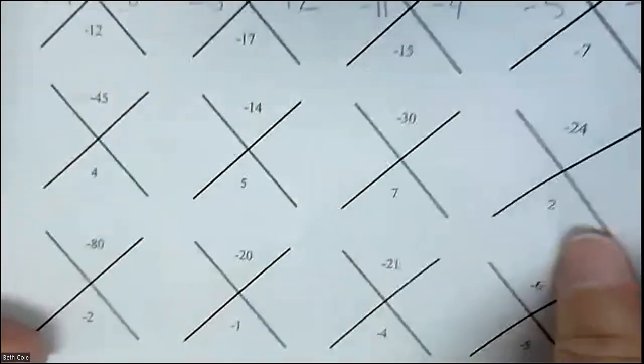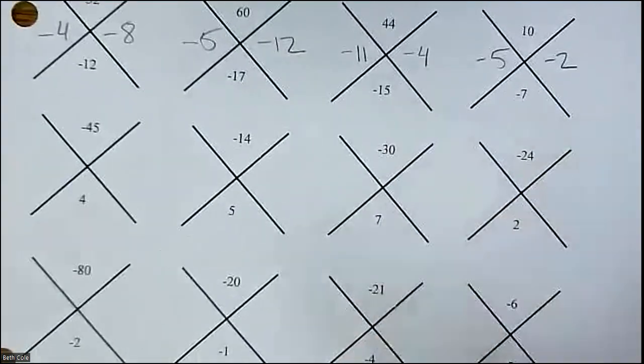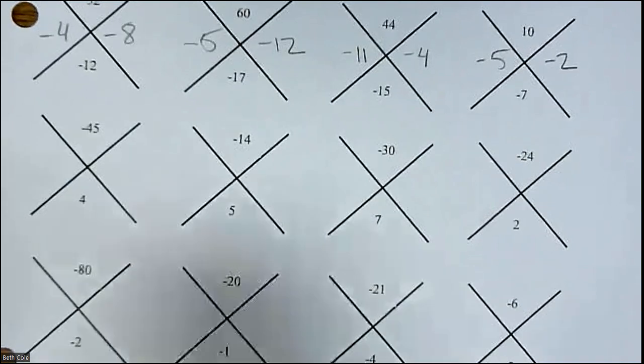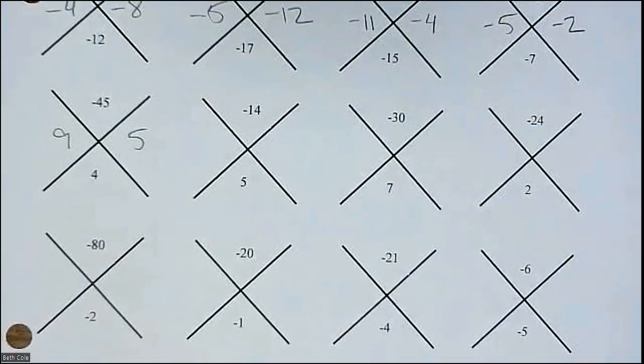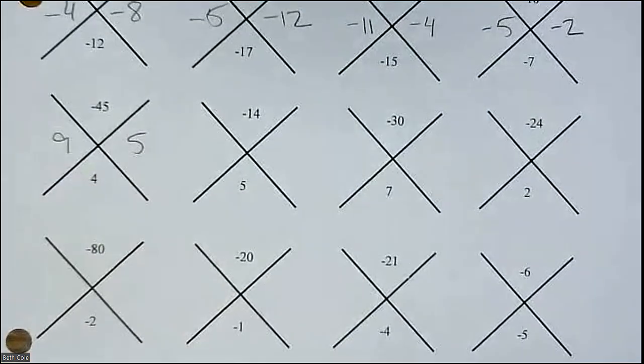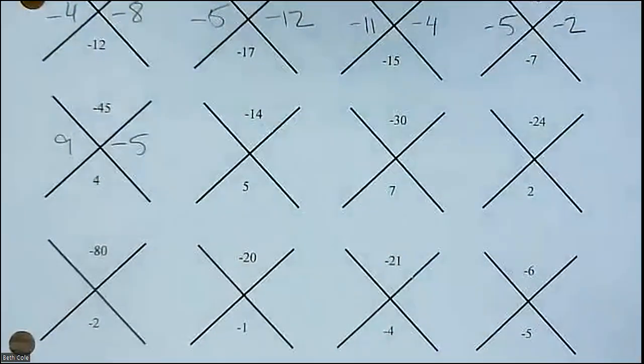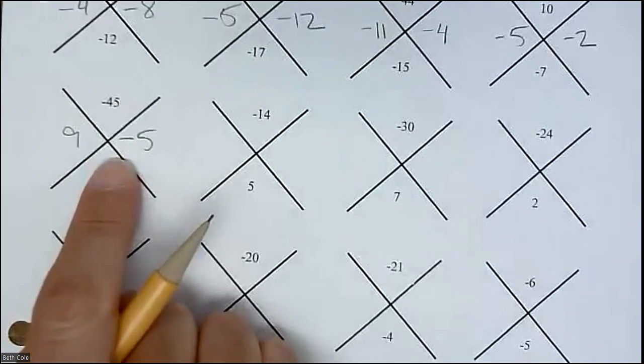So let's try -45. You need numbers that multiply to be 45. Just pretend it's positive 45. Do you know some numbers that multiply to be 45? Good. Now, which one gets the negative? If you want them to add up to be a positive 4. Good. 9 minus 5 is 4. Do you see how the bigger one's positive, the smaller one's negative?